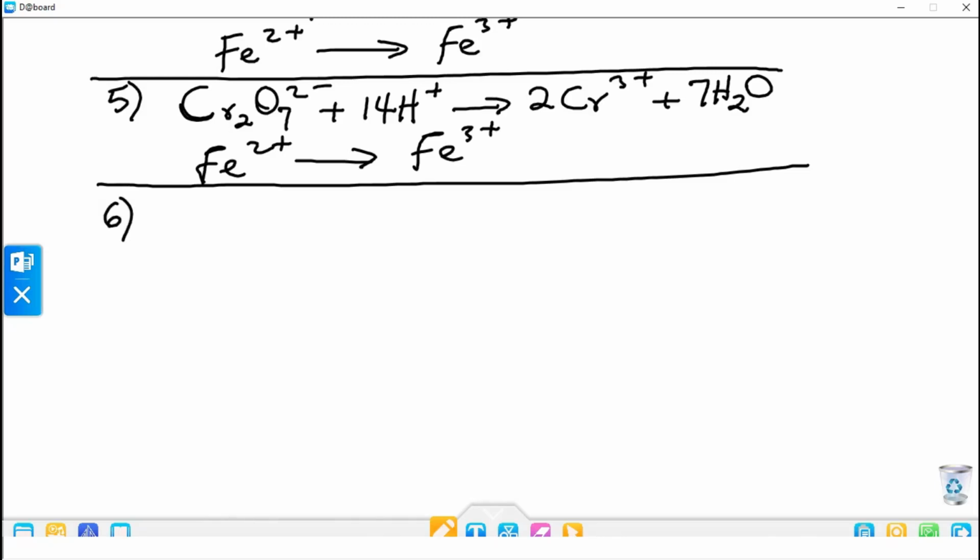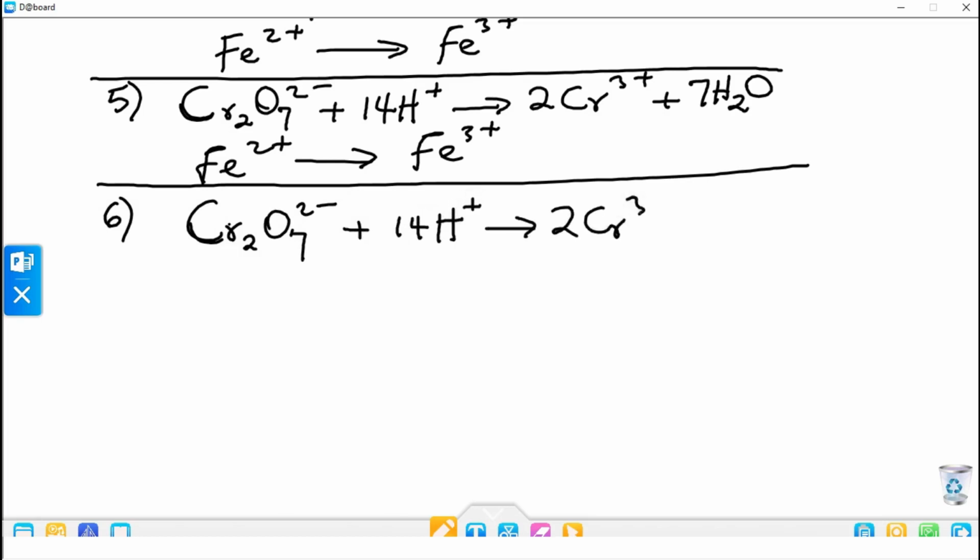We just go ahead to balance the charges. Now to balance charges, like we did in the previous example, 2 minus, 14 hydrogen ions, 2 chromium 3 plus, 7 moles of water. Now to balance the charges, we have to add electrons. So the question now is, where do we add electrons?